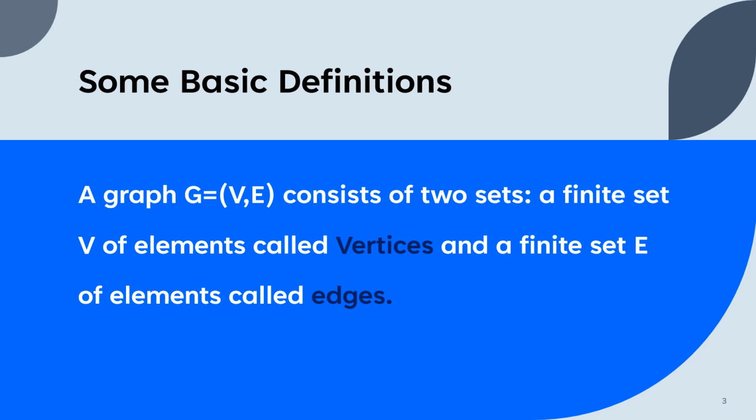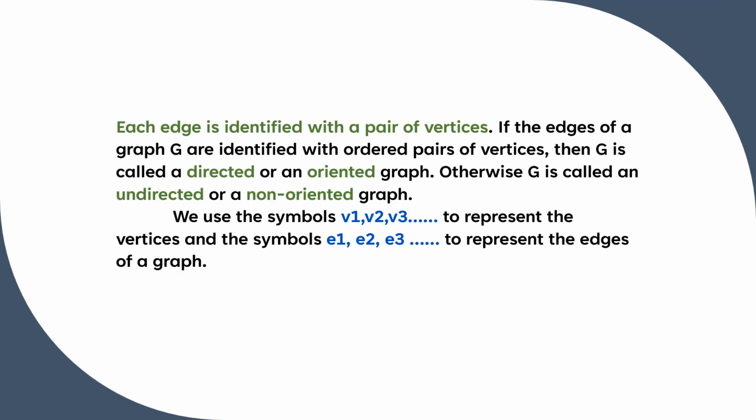A graph G = (V, E) consists of two sets: a finite set V of elements called vertices and a finite set E of elements called edges. Each edge is identified with a pair of vertices. If the edges of a graph G are identified with ordered pairs of vertices, then G is called a directed or an oriented graph. Otherwise, G is called an undirected or a non-oriented graph.